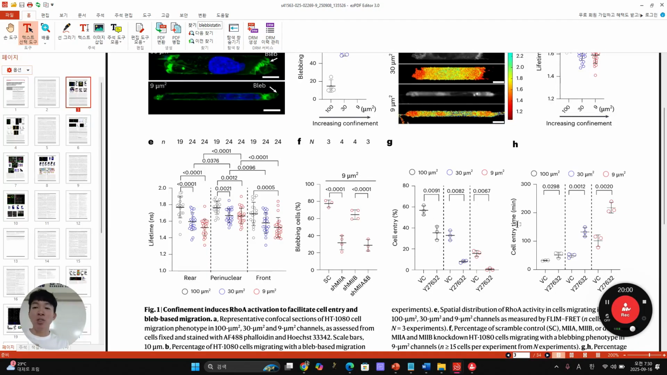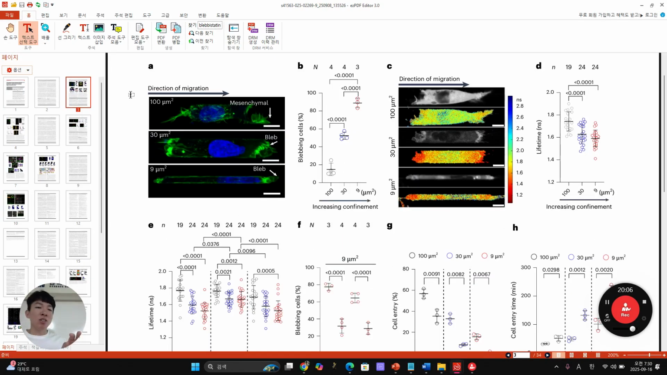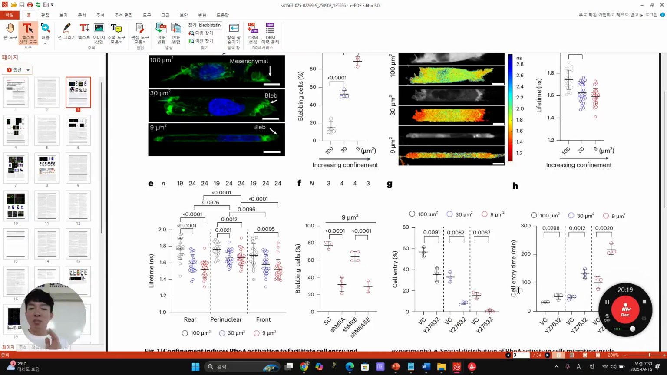And the cell entry time: how long does it take when the cell initially searches out the entry site, and then they touch and think, okay, I can go there. Then they try to go up and back, and then finally they can go in. This duration is called cell entry time. How long does it take to go inside of that pore?